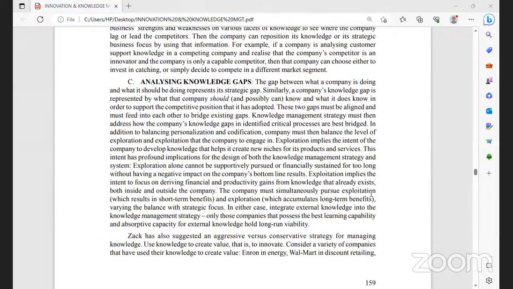In any system, sometimes gaps will arise. Gaps will be analyzed using several techniques in knowledge management. The gap between what a company is doing and what it should be doing represents its strategic gap. Similarly, a company's knowledge gap is represented by what that company should know and what it does know in order to support the competitive position that it has adopted. These two gaps must be aligned and must feed into each other to bridge existing gaps.